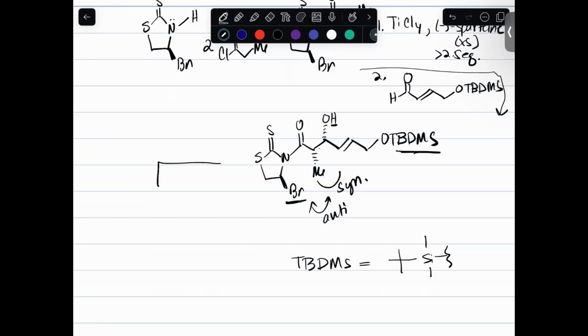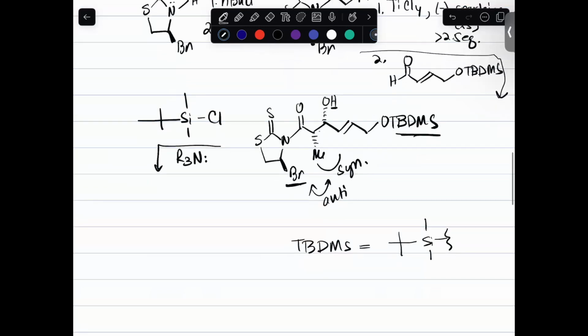And what I mean by that is you take your TBDMS chloride in the presence of an amine base and you protect your alcohol. And if you notice, the conditions are very similar to what we used for TMS in our previous lectures. And so there is target structure number 1.